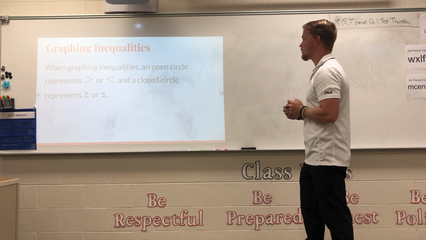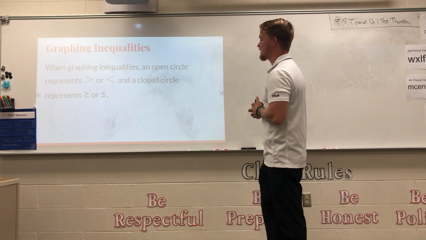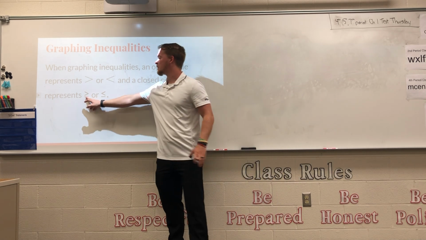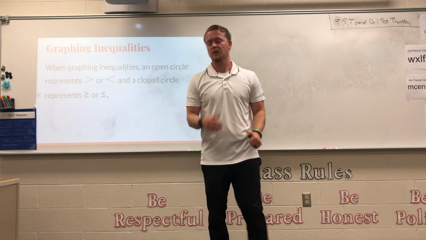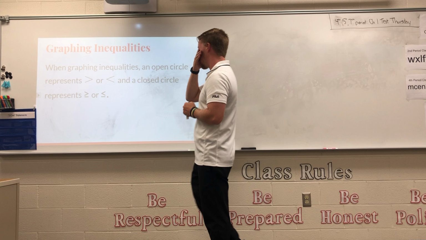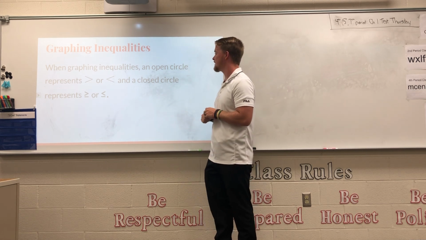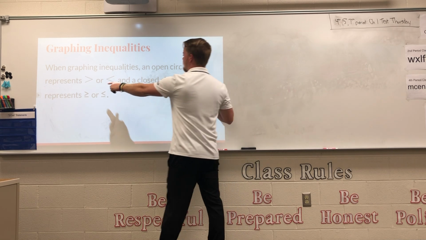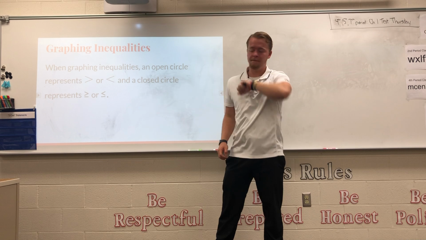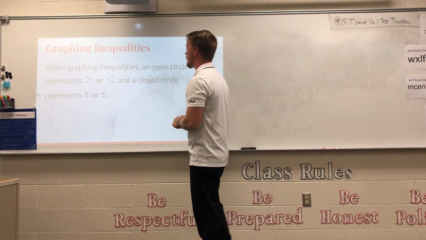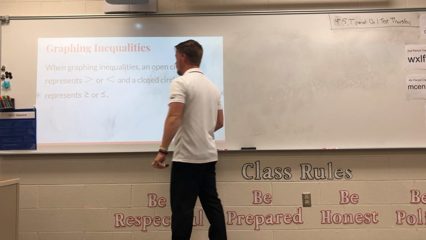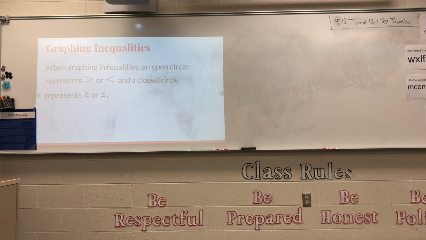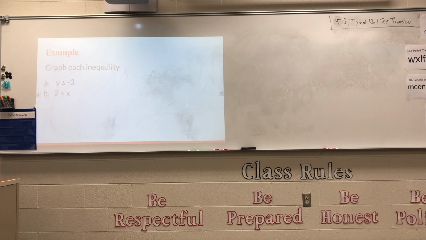It says when graphing inequalities, an open circle represents greater than or less than, and a closed circle represents greater than or equal to or less than or equal to. So sometimes you'll be asked to graph these on a number line. If that's the case, you have to use an open circle when talking about greater than or less than. You also use a closed circle when we're talking about greater than or equal to or less than or equal to. And I'll show you what that looks like on a number line. So let's look at examples of those.